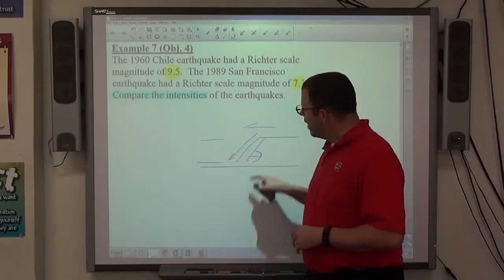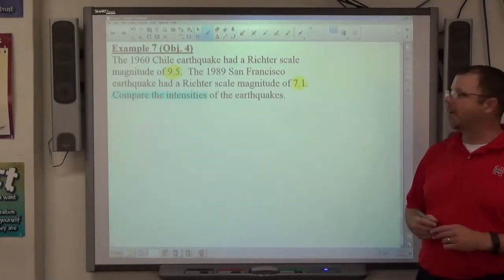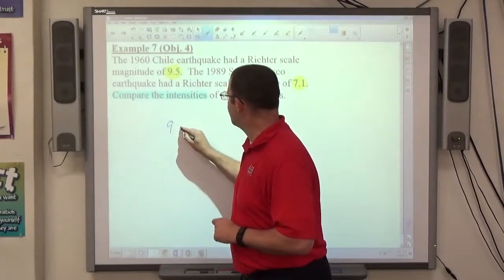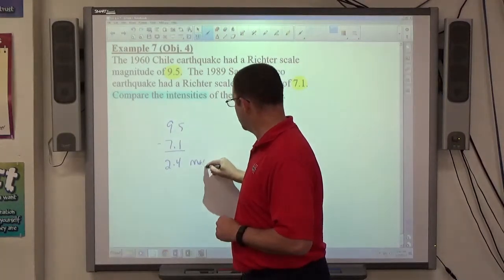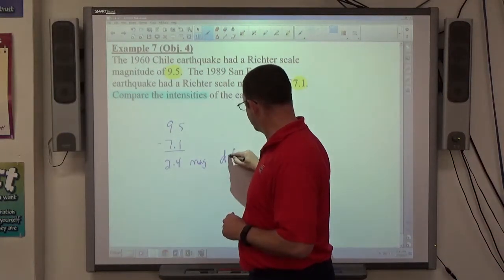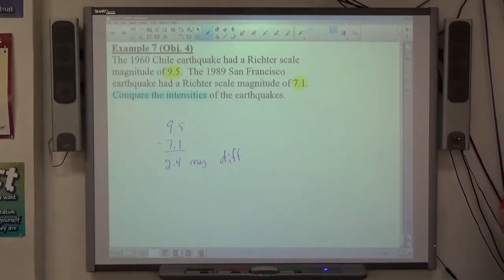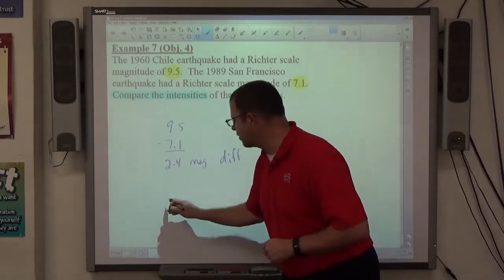So we want to find out how much stronger this 1960 earthquake is, which is a 9.5. It's only 2.4 bigger, right? So let's start there. 9.5 minus 7.1 equals a 2.4 magnitude difference. And if we knew the intensity of a 2.4 earthquake, that's how many times stronger the other one is. That's how it works. So all I've got to do is basically the same as the last problem.